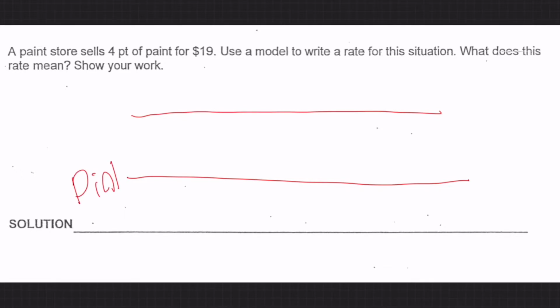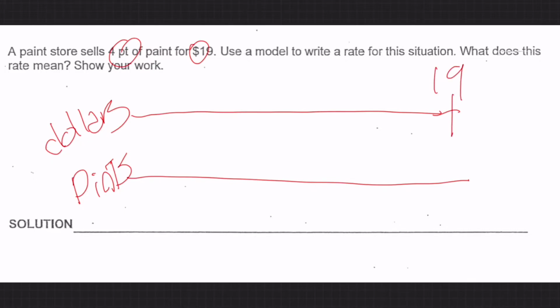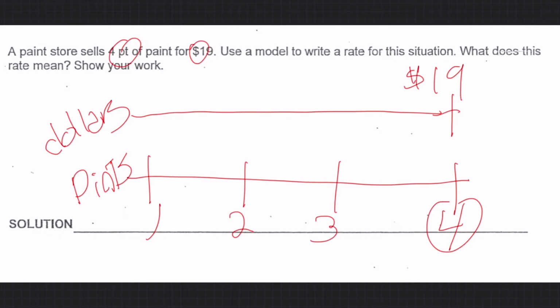I'm going to put pints on the bottom. I'm going to put dollars on the top, because that's what we're using: pints of paint and dollars. Now I'm going to start on the very end with the $19 for the 4 pints. So we know that $19 gets us 4 pints of paint. Since we're going to be using 4 parts, or quarters, we know that on the bottom we're going to have 1, 2, 3, and 4. So we need to break up 19 into 4 pieces. So if you divide 19 by 4, you're going to get 4.75, which is the rate per pint of paint.